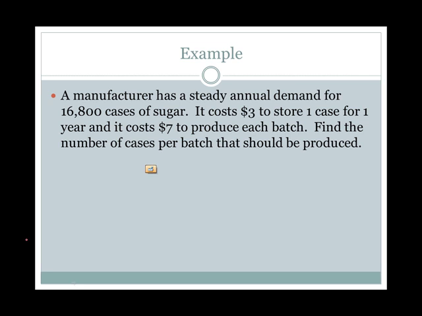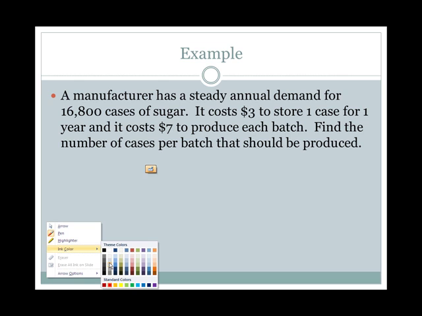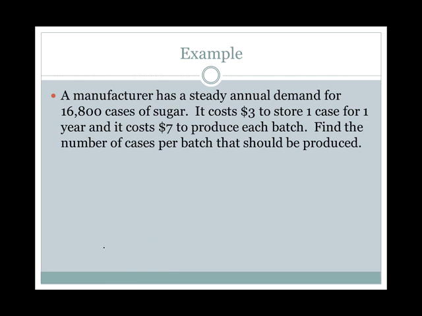So we have a manufacturer who can make 16,800 cases of sugar. It costs $3 to store one case for 1 year, and it costs $7 to produce each, not batch, but each item. It also costs $200 to set up for production.